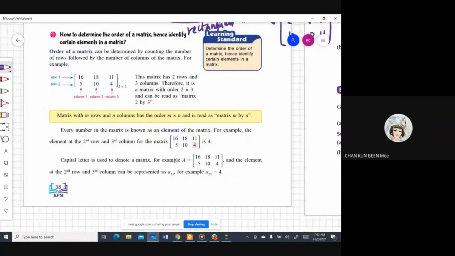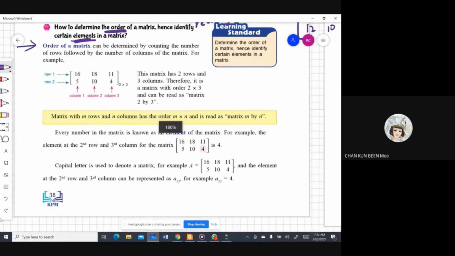How to determine the order of a matrix, hence identify a certain element in the matrix. Later on, you are going to find out how to determine the order of the matrix, and second, how to identify the element in the matrix. We look at the description here. The order of a matrix can be determined by counting the number of rows followed by the number of columns of the matrix. For example, you have this one: this is row 1, this is row 2. This is column 1, this is column 2, this is column 3.